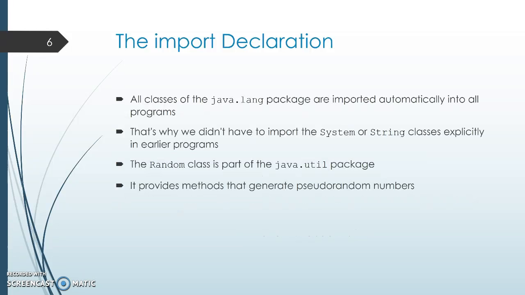All classes in the java.lang package are imported automatically into the program. That's why we didn't have to import the System or the String classes explicitly in earlier programs. The Random class is a part of the java.util package. It provides methods that generate pseudo-random numbers.